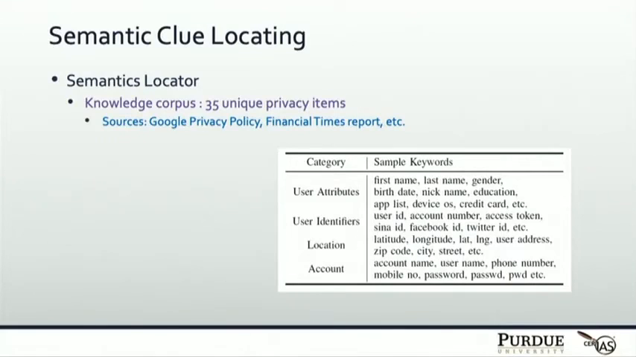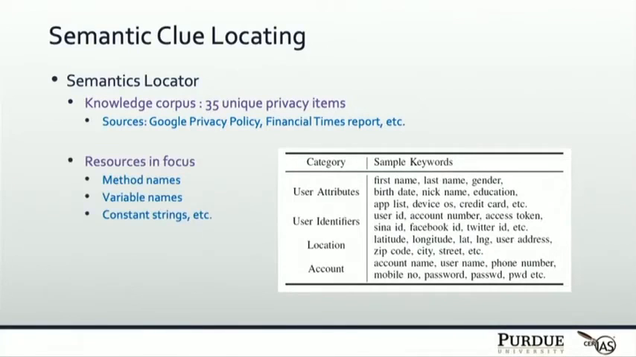To identify privacy-related data through the semantics of program elements, we first gather a set of privacy-related keywords as the knowledge corpus. These keywords are gathered from multiple sources, including Google's privacy policy, reports from the Financial Times, and related research. Then, the semantics locator takes all possible elements from the decompiled resource in focus, including the method names, variable names, and the constant strings in parameters for each statement, if there are any.